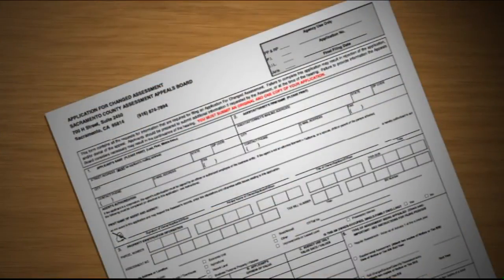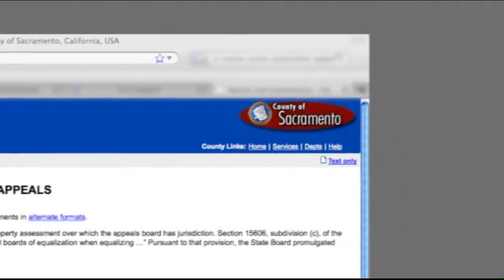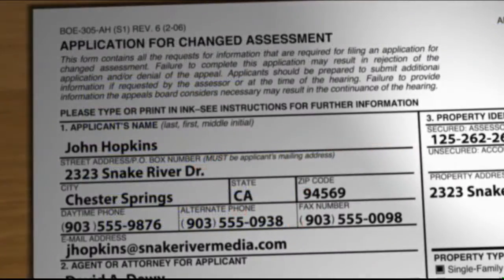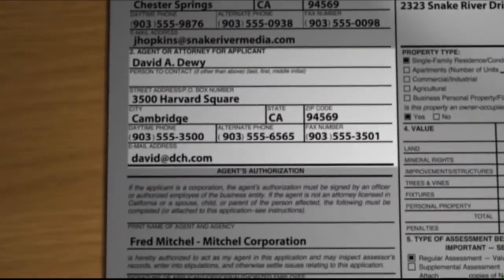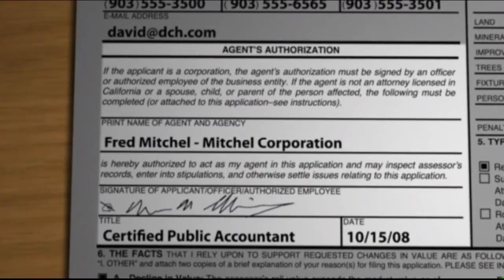Make sure you have the current official application form for the county where your property is located. Many counties make these forms available online, or contact the clerk's office to get the forms sent to you. Naturally, the clerk of the board will need your name, mailing address, and telephone number in box 1. However, if you plan to have a tax agent, attorney, or relative represent you, you should also include their information in box 2. If your agent is not a licensed California attorney, you must sign the agent's authorization under box 2, in addition to the signature required at the end of the form.